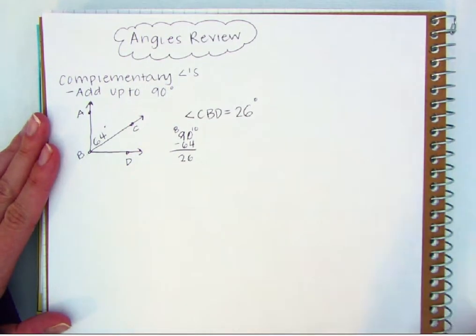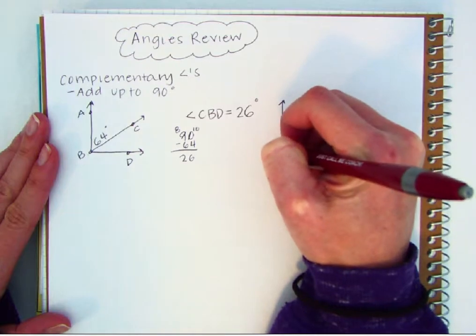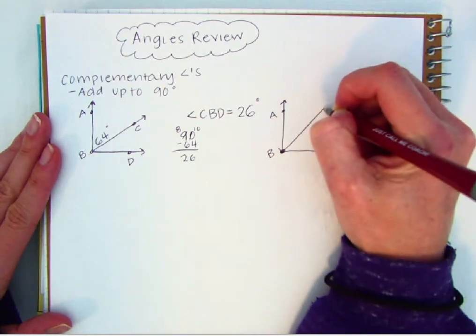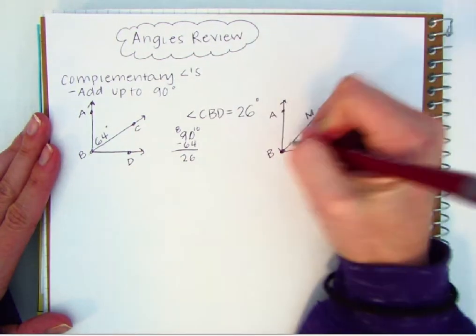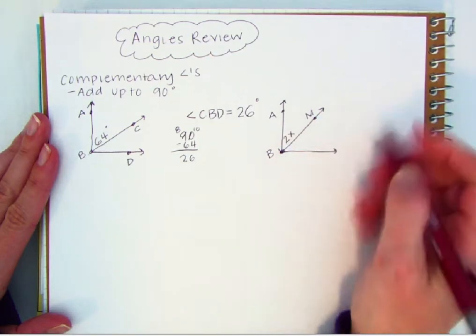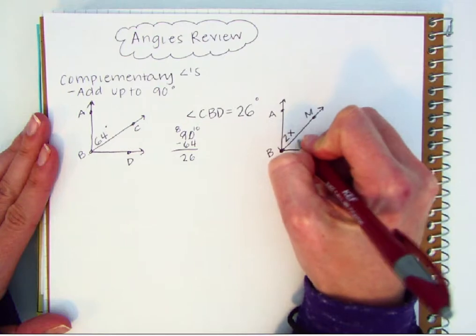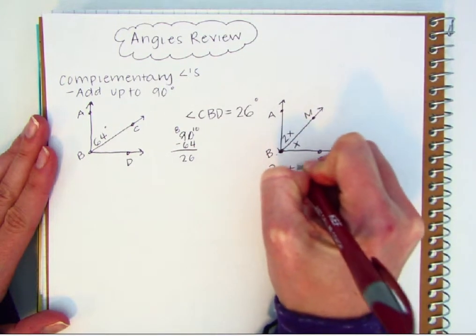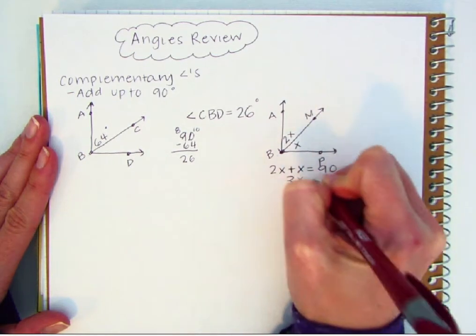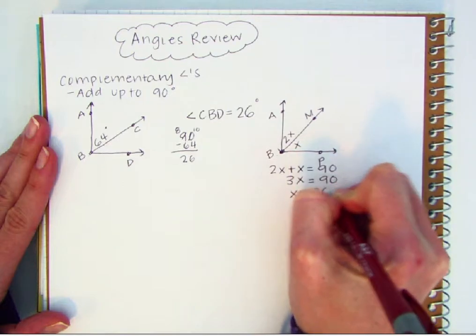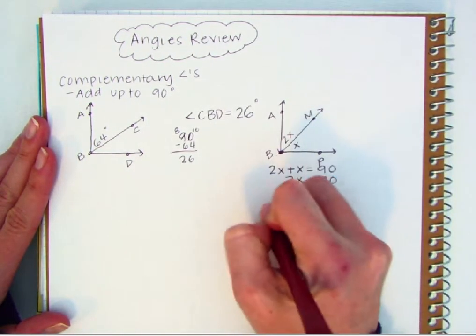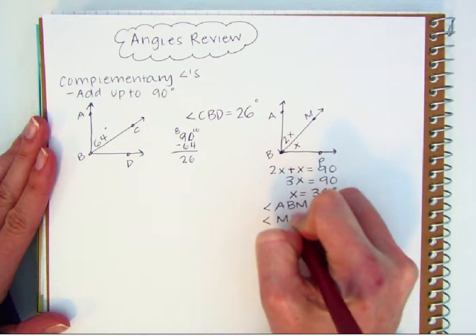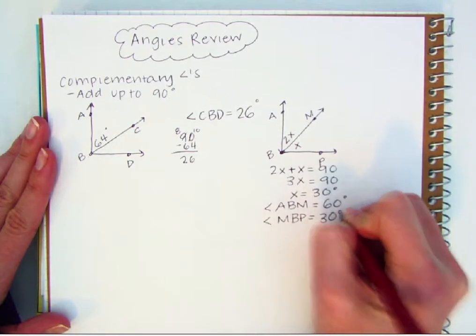Now, we also did this using algebra, right? So we may have also had something that looked slightly like this. And we had angle A, B, M, and we had that this was 2x. And then maybe we had angle MBP, and we said that this was x, and you were asked to find what x equals. So we would do so by saying 2x plus x is equal to 90 degrees. So 3x equals 90, x equals 30 degrees. Then we would be able to say that angle ABM is equal to 60 degrees, and angle MBP is equal to 30 degrees. All right, so that was complementary angles.